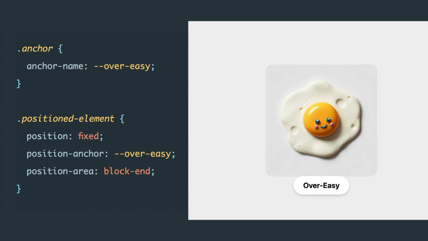In the following demo, the cute egg is the anchor, and the text "over easy" is the positioned element. The position-area property offers all sorts of options. The demo uses the logical property value block-end, but there's center, bottom, and tons more.